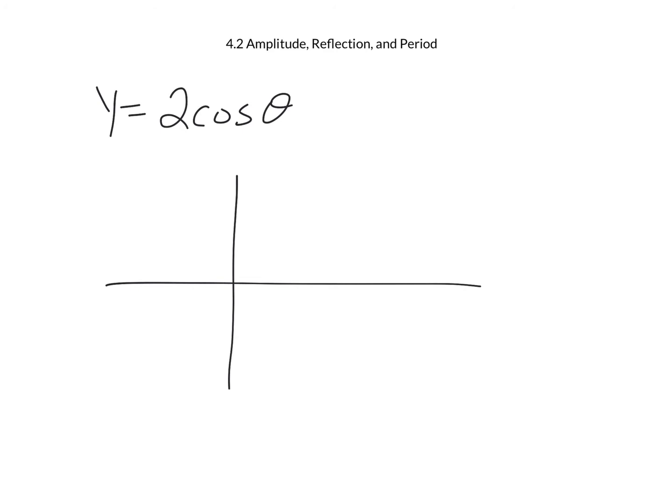So I'm going to pick a couple points. Let's start with 0. Cosine of 0 is 1, as we know, but we have a 2 on the outside, so we have to multiply by 2. So it's going to go up to 2. And then let's try pi over 2. Cosine of pi over 2 is 0, and 0 times 2 is 0. I'll call that pi over 2.